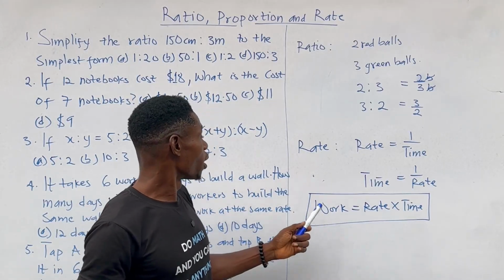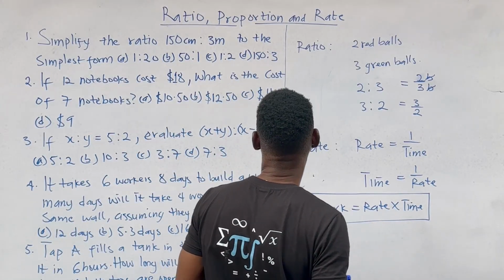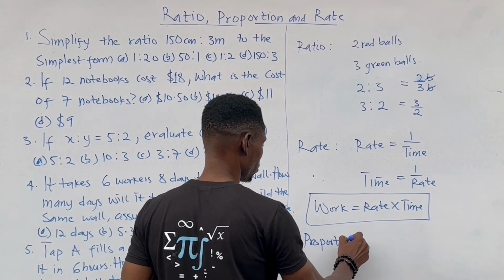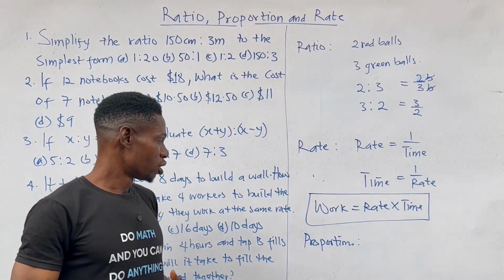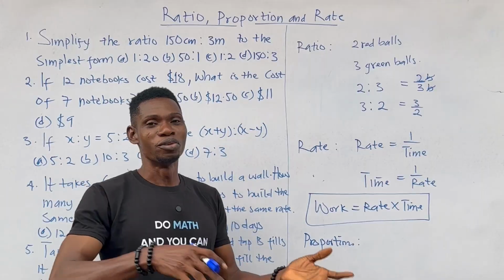Let's look at the third one, proportion. For proportion, we are equating 2 rates or ratios.